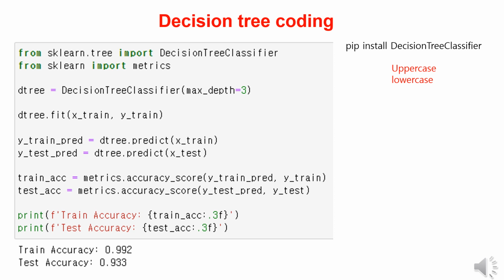In order to use the decision tree model, we import the decision tree classifier library. Additionally, we import the metrics library for evaluating the model's accuracy. As mentioned in the previous video, remember that if you encounter an error stating that the library is not found, you can use the pip install command to install it. Also, please be mindful of the case sensitivity in Python, as it distinguishes between uppercase and lowercase.